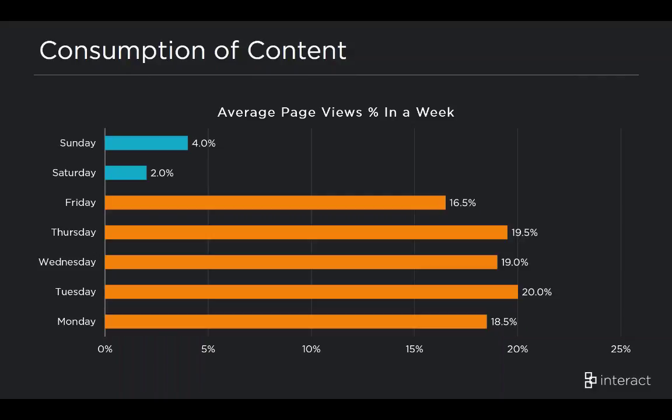So keep in mind, when you're publishing content, publish with freedom. Publish any time during the week and any time of day. Your consumers, meaning your employees, are likely to be looking at that content.